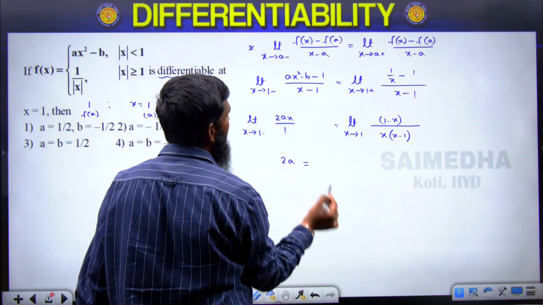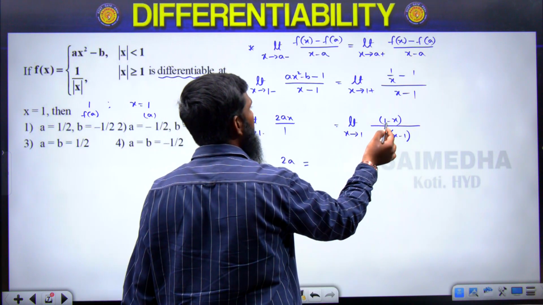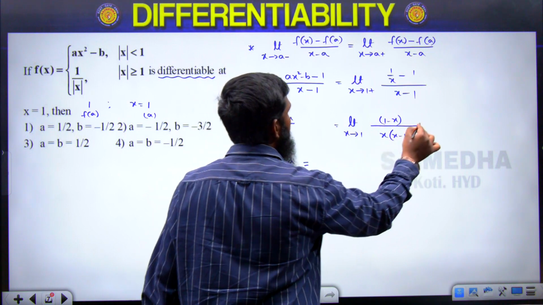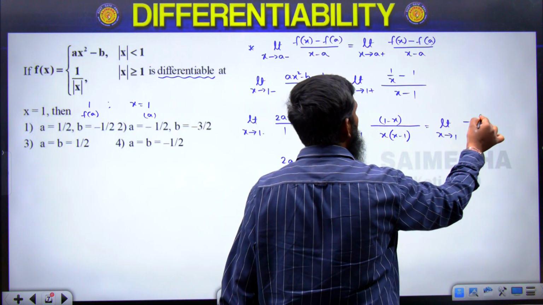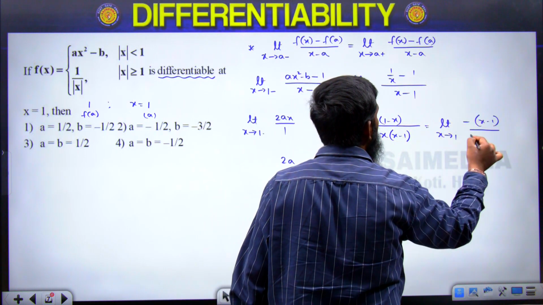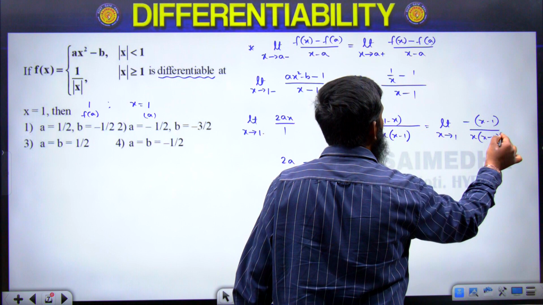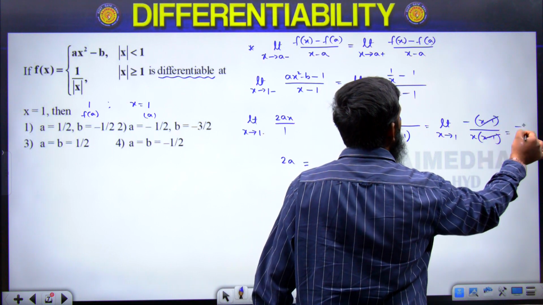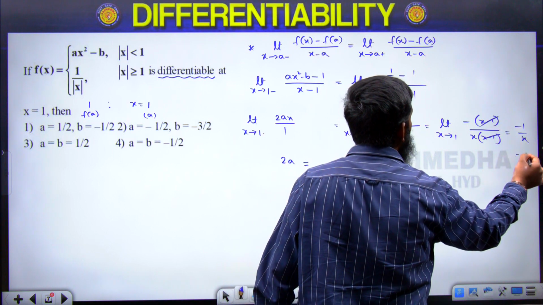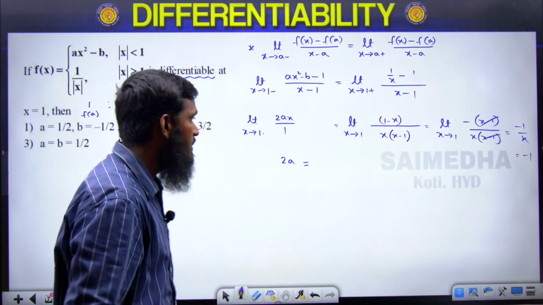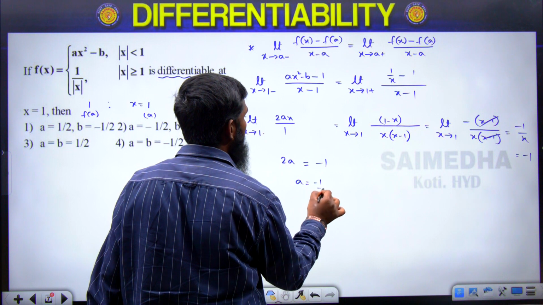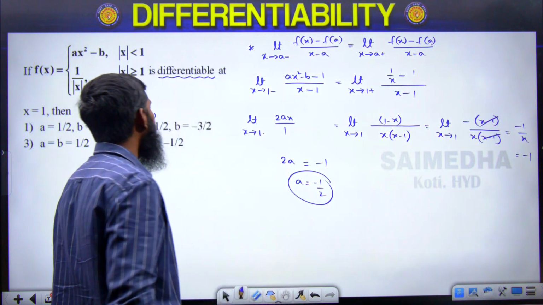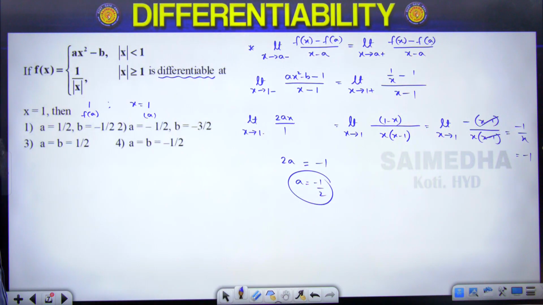2a is equal to, now over here, if you take minus as common, limit x tends to 1, it becomes x minus 1 divided by x of x minus 1. This part gets cancelled, then minus 1 by x. The x value is equal to 1, so we get the answer minus 1. So we have taken minus 1, and a value is equal to minus 1 by 2. A value is equal to minus 1 by 2.